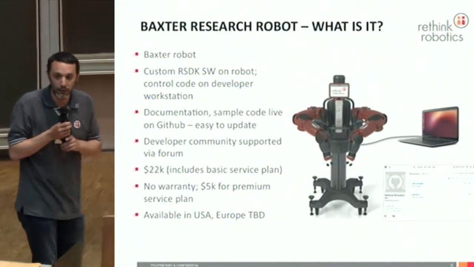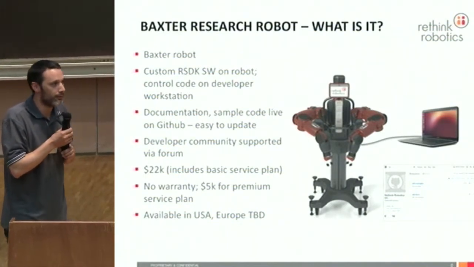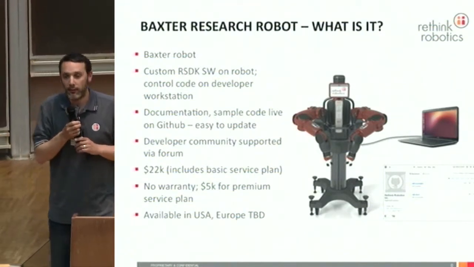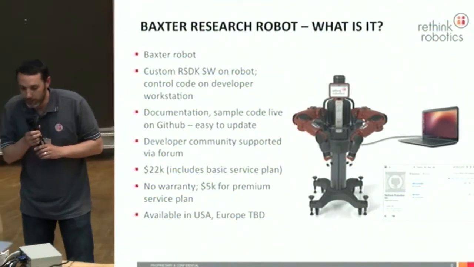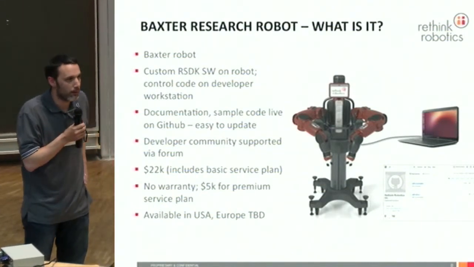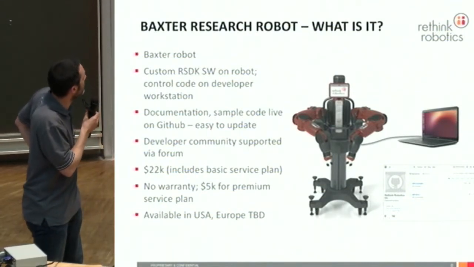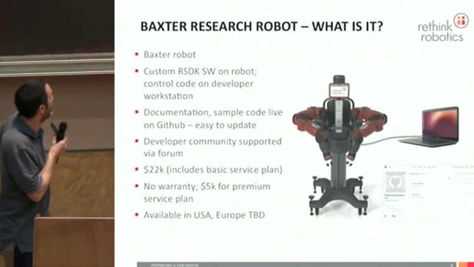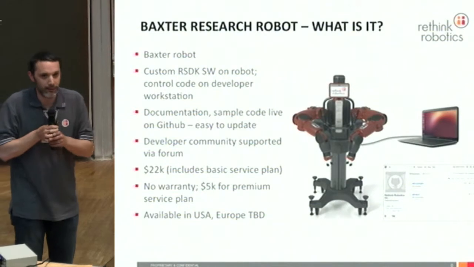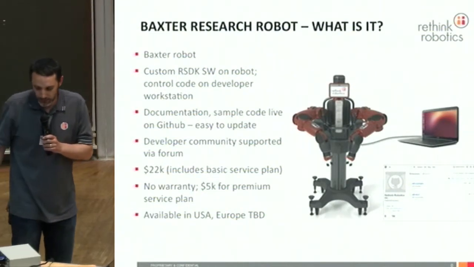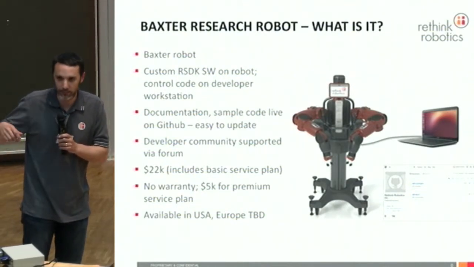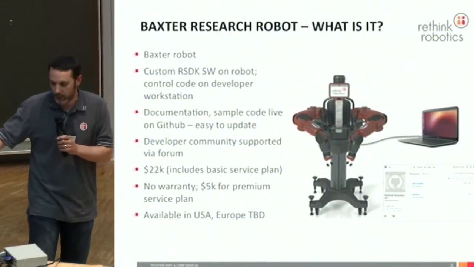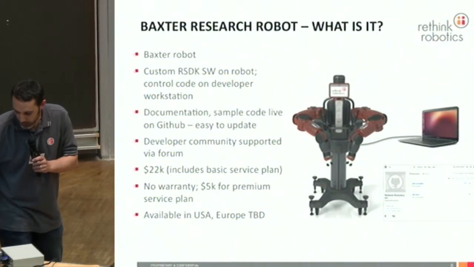This is the astonishing low price of $22,000. So see if you can get two 7-degree of freedom arms, a pan tilt head, etc., for that amount of money. So there is no warranty. What would you expect for $22,000? But you can purchase a service plan, and then I guess the only kicker, given the location we are in, is that this is now available in the US, but not currently in Europe, but we're working on that.